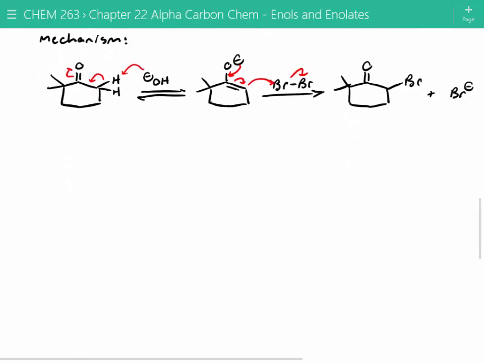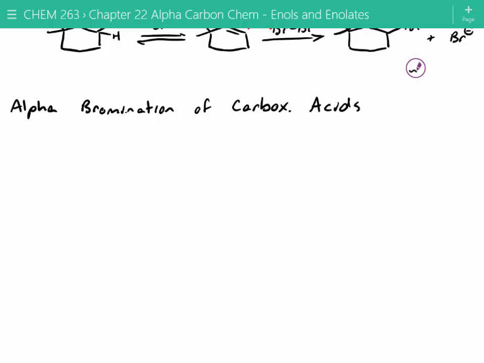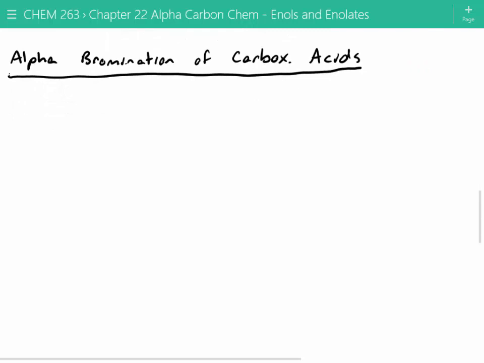And this can be done with carboxylic acids. This is alpha bromination of carboxylic acids. It's a variation on all of this. The formal name of this reaction is the Hell-Volhard-Zelinsky reaction.